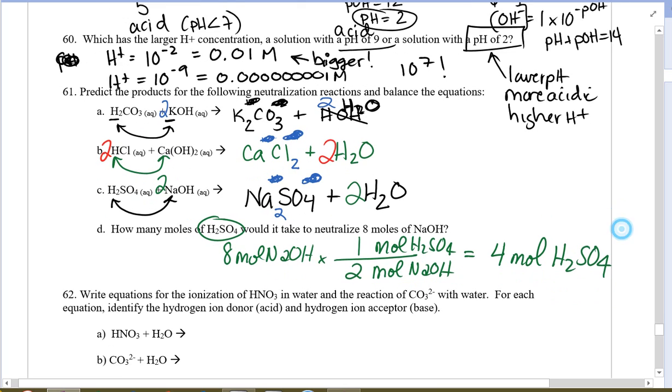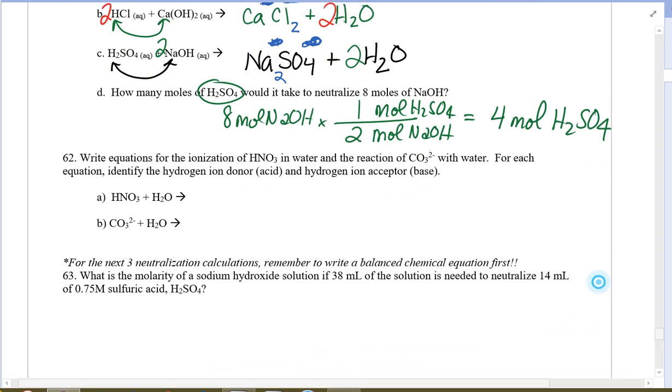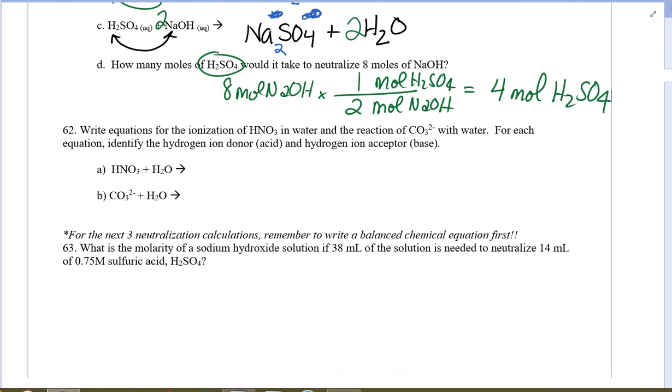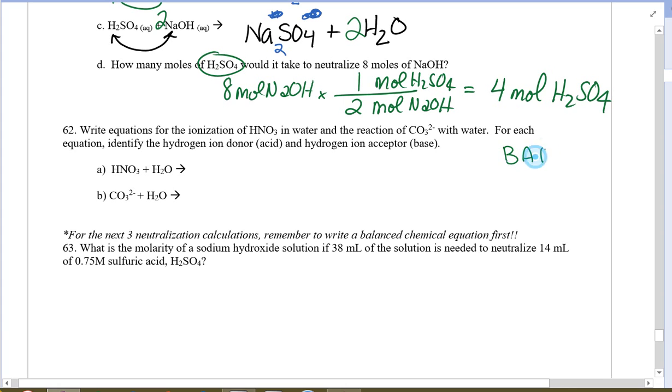Okay, let's look at one more here. This is what we call a Bronsted-Lowry equation that we're going to write here. This shows what it means for a substance to be an acid or a base. So we think of acids as hydrogen donors and bases as hydrogen acceptors. We've got this way of remembering it, BAAD, which is bases accept and acids donate.